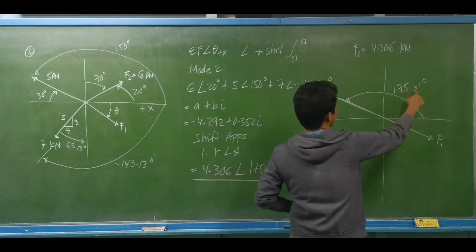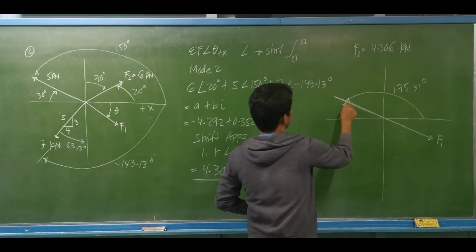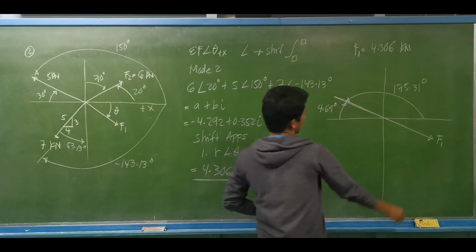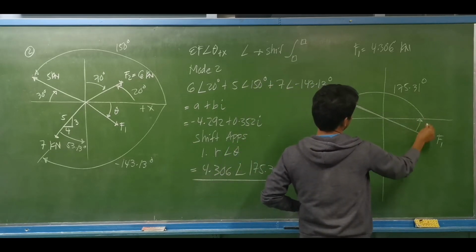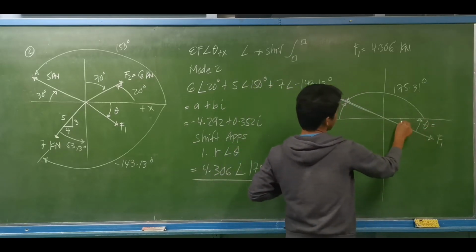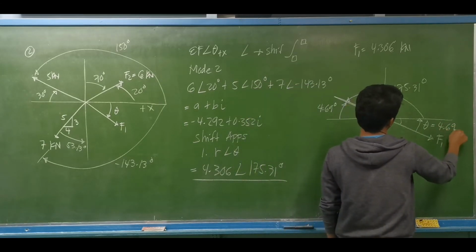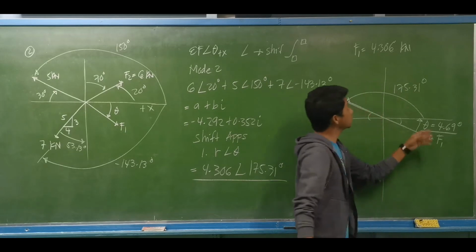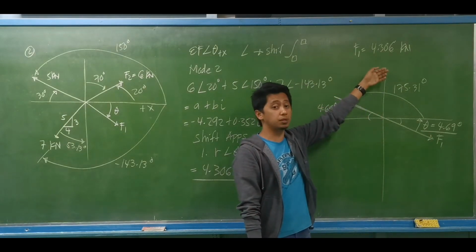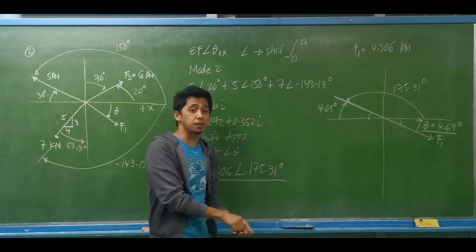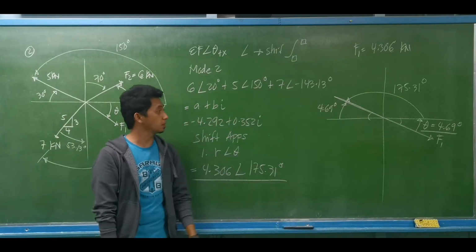If this is 175.31, this angle is the same as 4.69 degrees. And this angle is the value of theta. This angle is the same as this one, so we have the same value of 4.69 degrees. So this will be our answers, 4.306 kilonewtons and 4.69 degrees, the same values as the previous procedure. Alright.